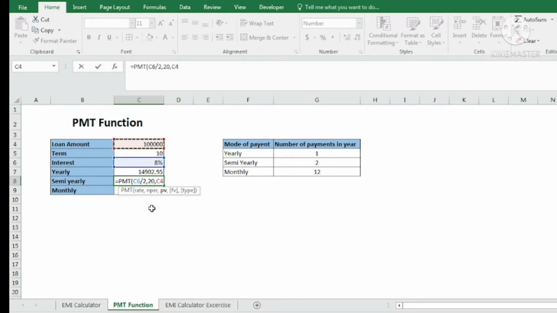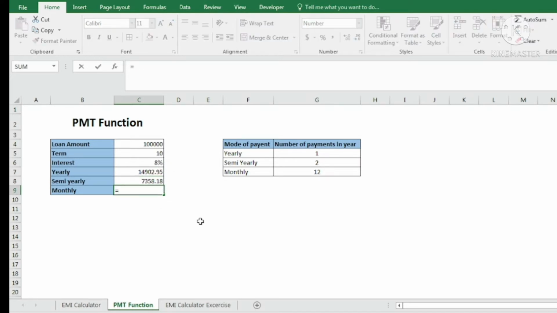So this is how very simple it is to create a PMT formula. Only 3 things that we are going to put here and we'll complete the formula. As we have discussed earlier, it will give us a negative result, so I'll put a negative sign before the formula to make it positive. So for half yearly we have 7358 as an installment, the half yearly installment for the loan amount of 1 lakh for 10 years with the interest rate of 8%.